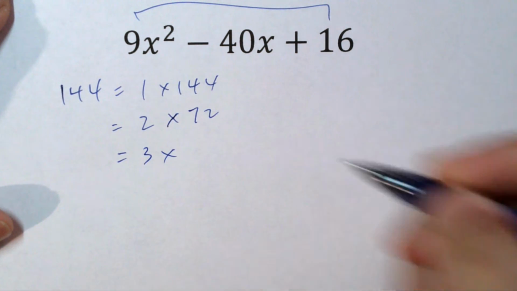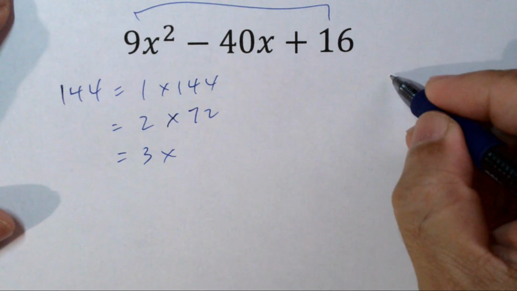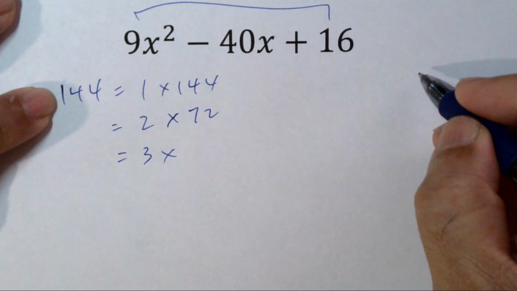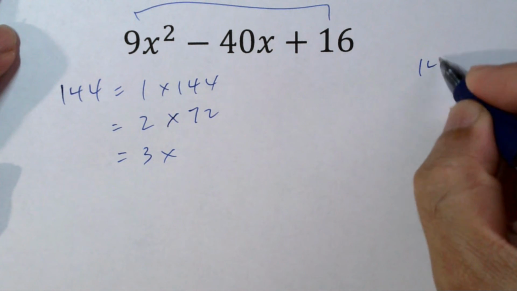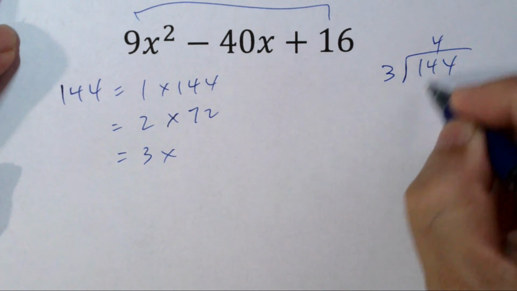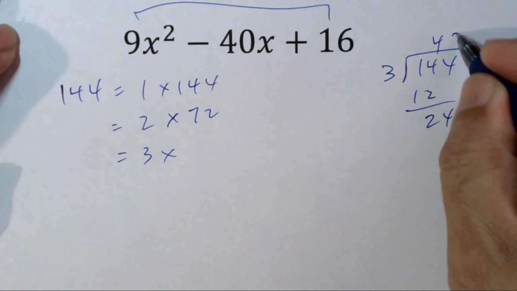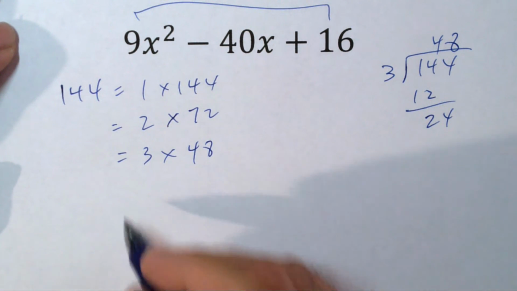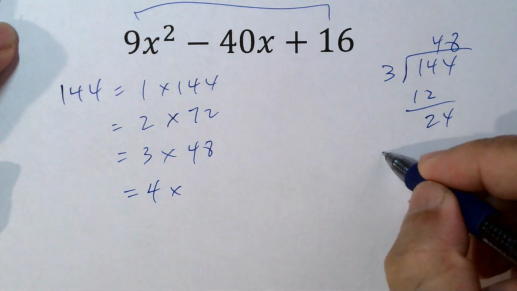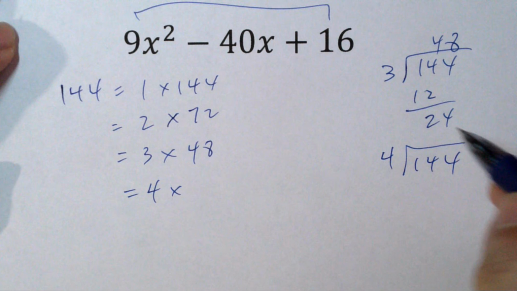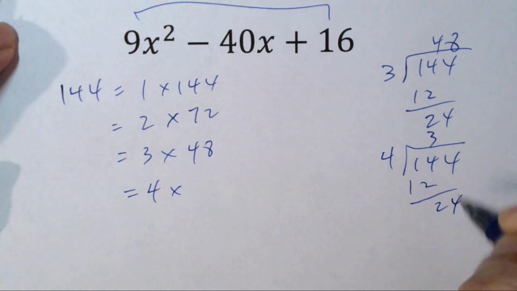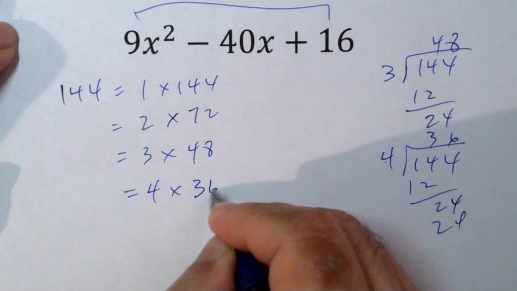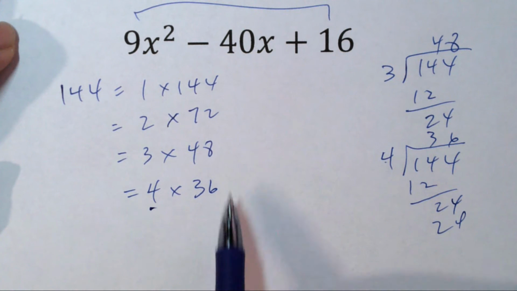3 times, what's 144 divided by 3? 48? Is that 48? 144 divided by 3. 3 times 4 is 12. 24, 8, 48. That's close. 3 and 48 is 51. Okay, it's not that close. Try 4. 4 going into 144. 3, 12, 24, 36. Okay, so that's 36. And look at that. 4 plus 36 is 40.